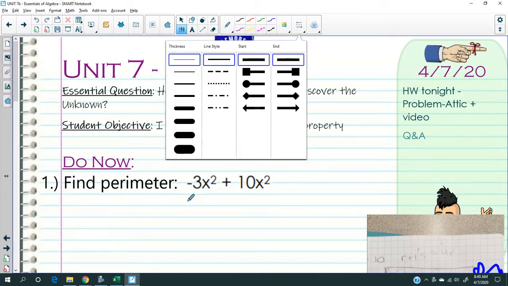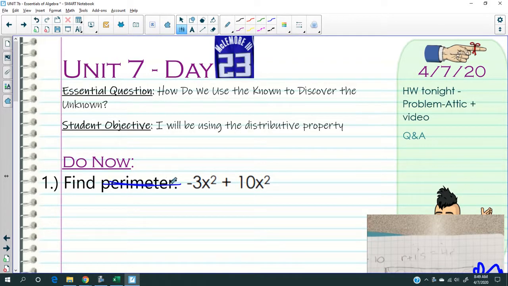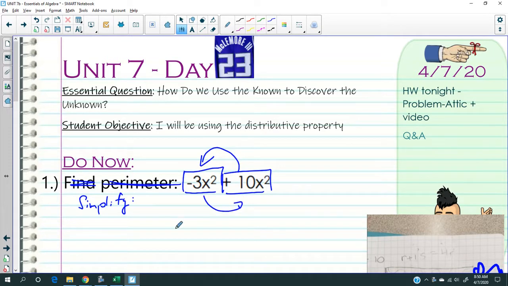So let's find the... It's not find perimeter. Oops, I forgot to change that. All right, just simplify. Okay, so nothing too crazy. Again, I'm banking on you being able to recognize that you could simply switch these two around, meaning you can write this. You don't need to write the plus sign, it's not necessary. But you have to write the negative or minus sign in front of the 3. Knowing that, now they're both in the same family. Nothing new here. So 10x squared minus 3x squared, how many x squared is that? Yeah, 7x squared. Okay, that's it.